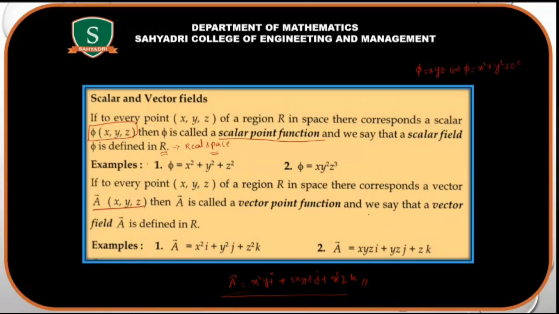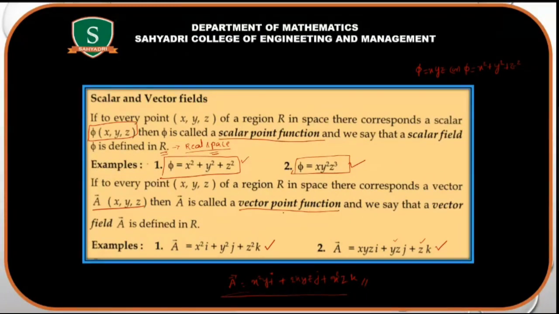Then we say that it is a vector field A which is defined in R, where R is a real space. This kind of function is called a vector point function. As we have seen, this is an example of a scalar point function where we don't have any direction. Similarly, phi is equal to x y square z cube; this kind of function is also called a scalar point function. Similarly, functions with directions are called vector point functions, like unit vectors i, j, k. This is also an example of a vector point function: vector A is equal to xyz i plus yz j plus zx k. This kind of function is called a vector field or vector point function.